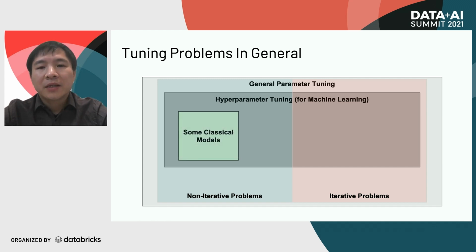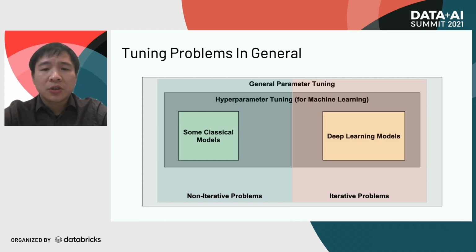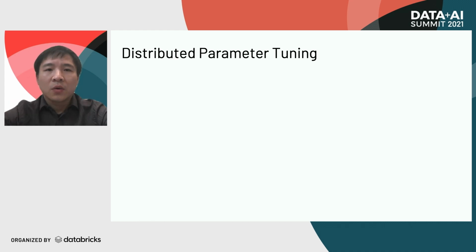If we categorize in this way, we find tuning for most classical models are non-iterative problems. And the tuning for all deep learning models can be considered as iterative problems. And some classical models, such as boosted decision tree, can be treated as either one. With different categories, let's see why distributed parameter tuning is so hard.